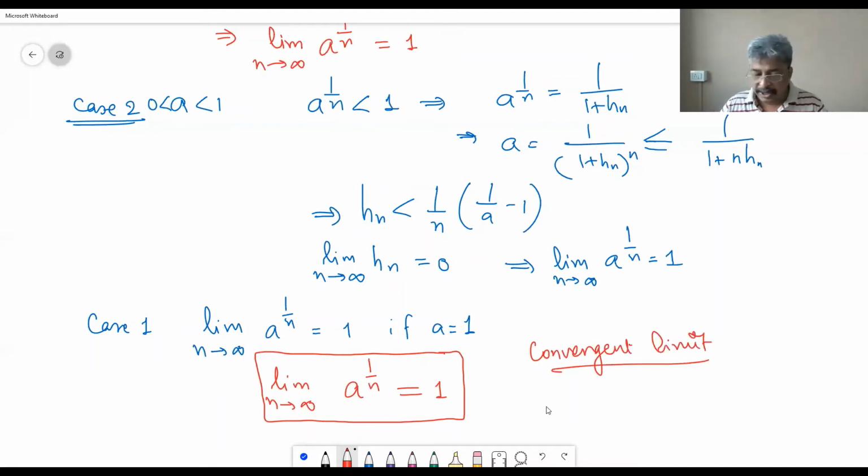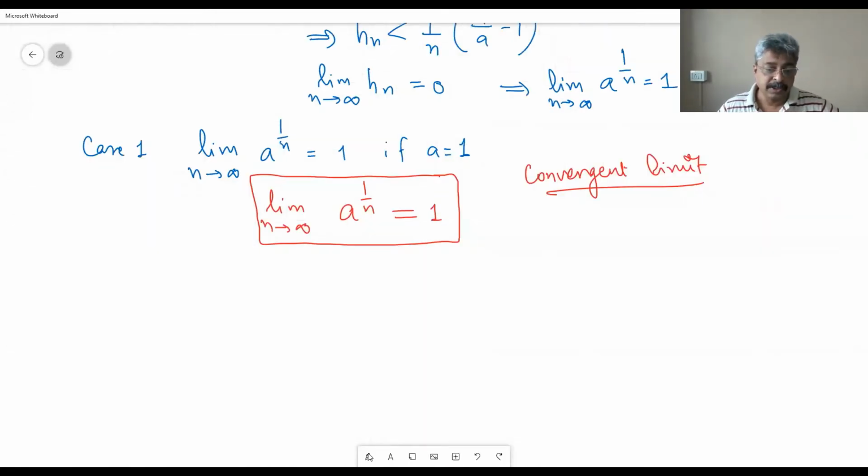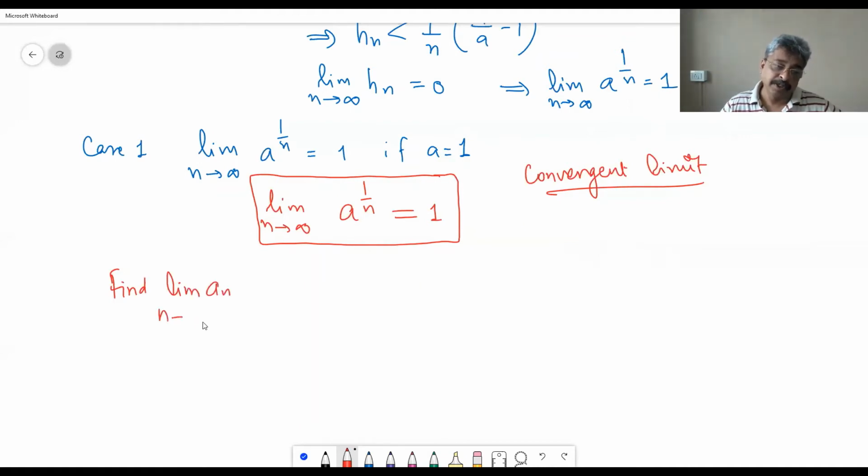Okay, now let me give you one example where you will struggle to get me the limit. Check whether you can give me the limit in this case. Find limit an as n tends to infinity, where an is equal to 1 plus 1 upon n raised to n. Find this limit.